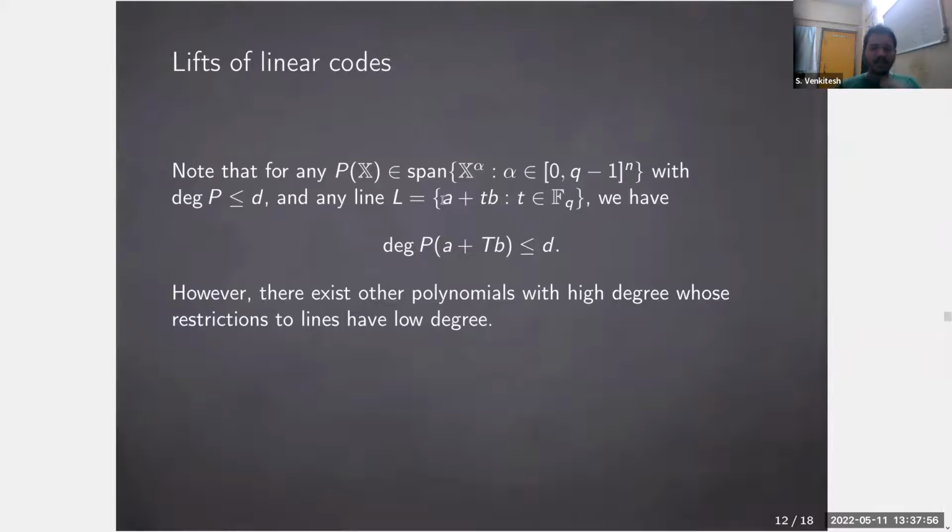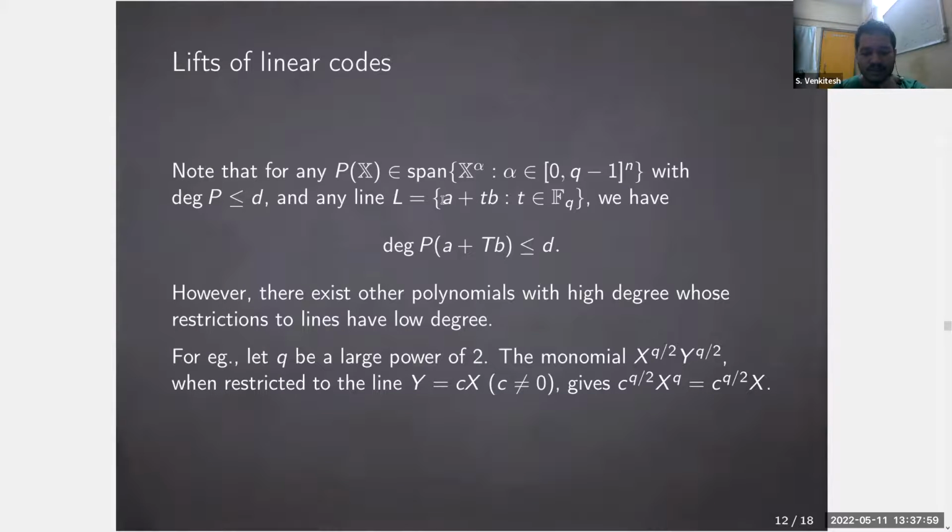So how does that work? To quickly give you an example, let's say q is a large power of 2, and consider the monomial x to the q by 2 times y to the q by 2, in two variables. If I restrict this to any of the lines y equals cx, where c is non-zero, the resulting polynomial has degree 1, but the original polynomial had degree q. So this is the simplest example of the degree falling significantly when restricted to a line.